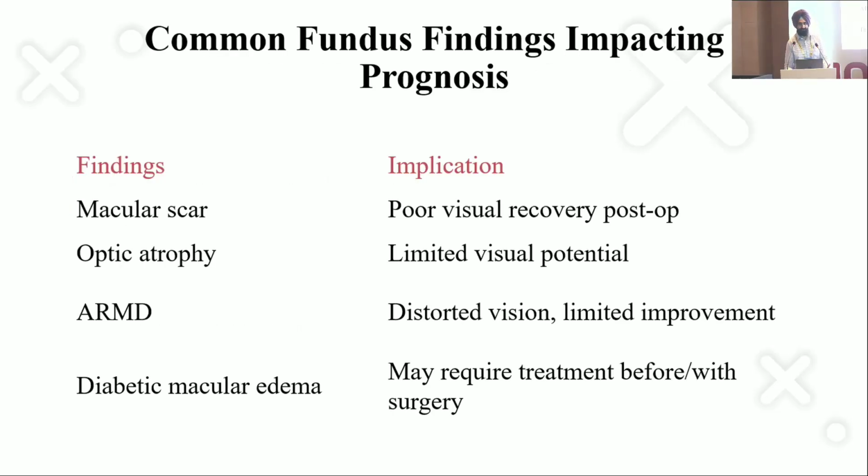The common findings which impact prognosis: with a macular scar, there will be a poor visual recovery post-op. In optic atrophy, there's a limited visual potential. In AMD, the patient may complain of distorted vision or limited improvement. DME needs treatment before or with cataract surgery.